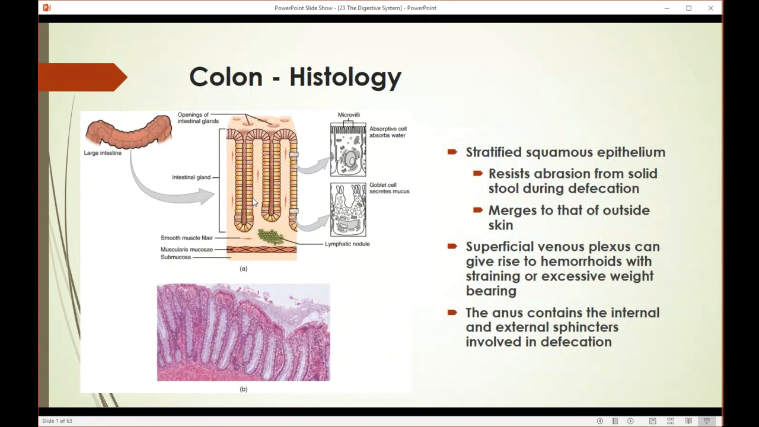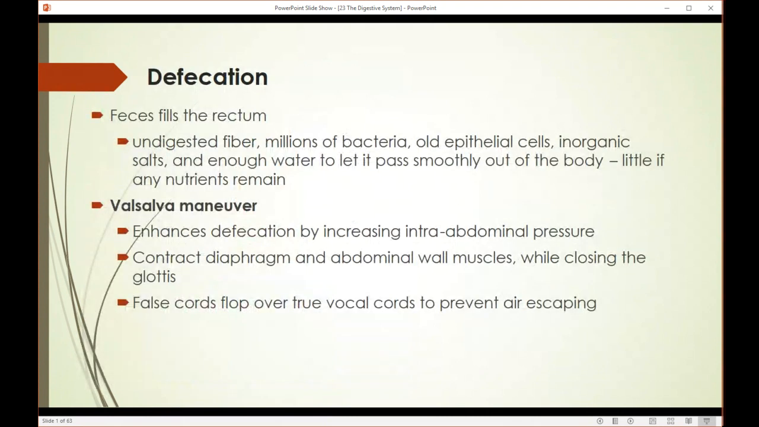So we have stratified squamous epithelium. Remember, I told you every time we see that, stratified squamous epithelium is to resist abrasion, okay? And it's to resist abrasion from our solid stool during defecation, and it merges with that of our outside skin. We have a superficial venous plexus. That superficial venous plexus, unfortunately, sometimes can get inflamed, and that will give us hemorrhoids when we have any extra straining or excessive weight bearing. And the anus is going to contain the internal and external sphincters that are involved in defecation.